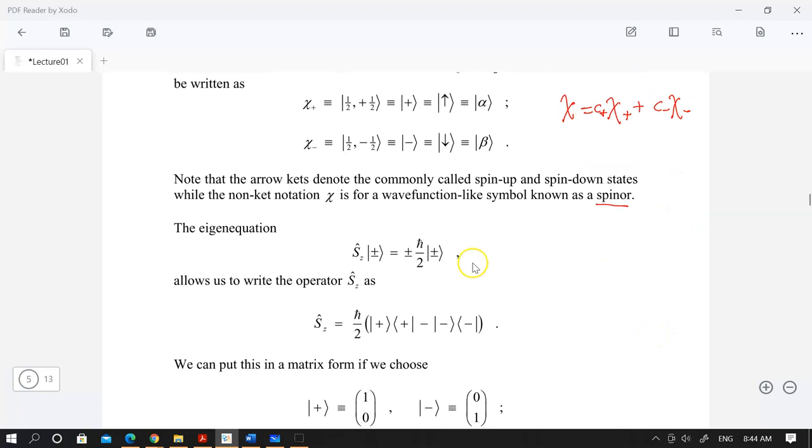So you have your S_z now acting on your eigenstate will give you plus or minus h-bar over 2. And one of the things that we always try to do is to write this in a more abstract form. Okay. So your S_z can be given in terms of what we call outer products, this is a ket-bra kind of combination. So that gives you some kind of a projection operator.